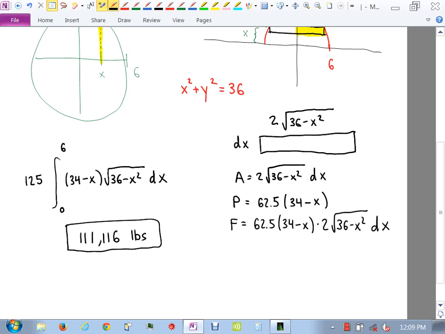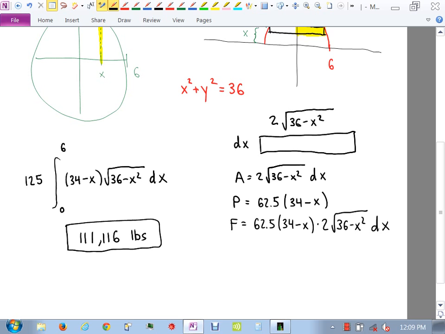I mean, what are your tires in your car? Somewhere around probably 30 or so pounds per square inch. So, okay. Does this all kind of make sense? All right. It's pretty interesting that you can apply integrals this way.